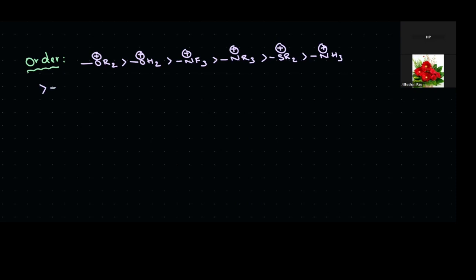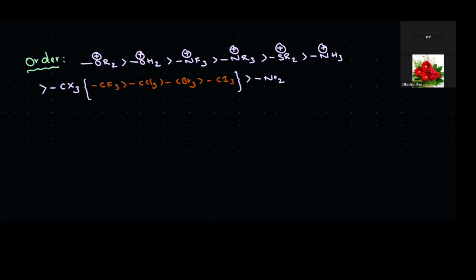What are the CX3 groups present here? Examples: CF3 is greater than CCl3, which is greater than CBr3, which is greater than CI3. These are the CX3 groups. Now after the CX3 group, mostly they will give NO2, nitrogen dioxide. This group also effectively withdraws electrons.